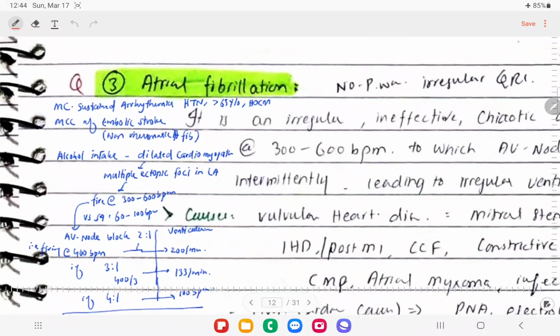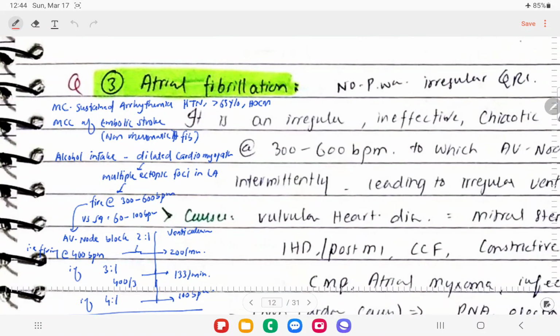If we see the most common sustained arrhythmia in hypertensive patients, in patients more than 65 years old, and in patients of hypertrophic obstructive cardiomyopathy, it is atrial fibrillation, right? If we see the most common arrhythmia in a structurally normal heart, that is SVT, supraventricular tachycardia. The most common sustained arrhythmia is basically atrial fibrillation, most common in hypertensive patients, those more than 65, and hypertrophic obstructive cardiomyopathy patients.